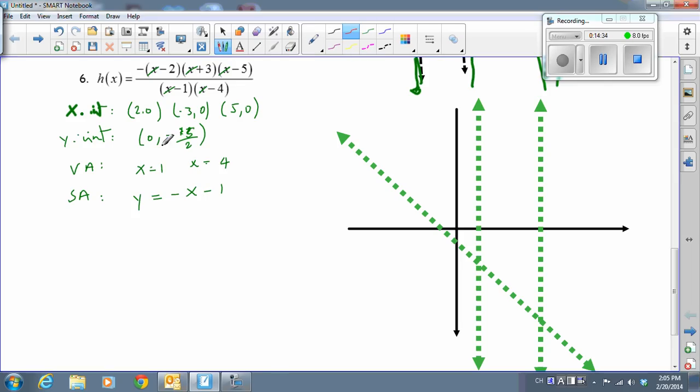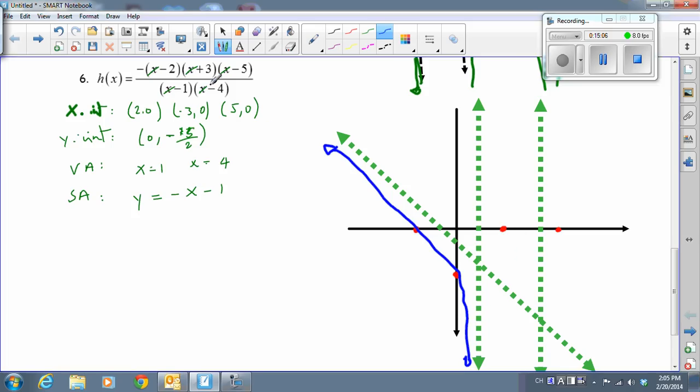I have a y-intercept at 0, negative 15 over 2, so it's somewhere down here. I have an x-intercept at 2, 0, and I will also have negative 3, 0. 2, 0 is somewhere in between here. And I also have another one at 5, meaning here. Obviously, the graph will look like this. It will come like this, cross here, cross also here, and get low.